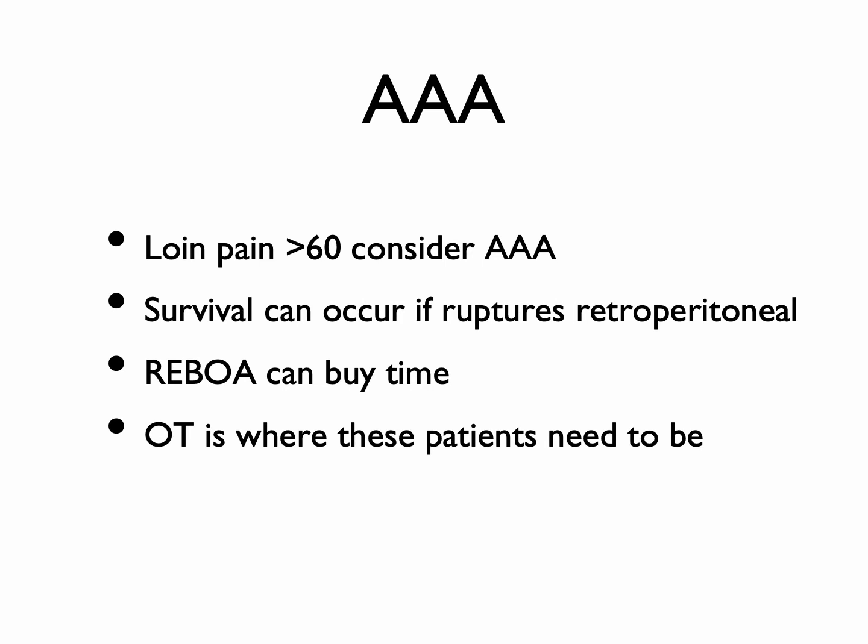So to finish off, when we're looking at AAA, if you've got a patient that's aged over 60 with loin pain, always consider a AAA. Survival can occur in these patients if they've ruptured into the retroperitoneal space, but you still are against the clock and have to recognise and intervene as soon as possible and get these patients to theatre. REBOA is something that we may start to see more about for different conditions like ruptured AAA and bring it down into the emergency department over the next few years to actually buy us some time. And getting these patients to the operating room as soon as possible is where the patient needs to be.